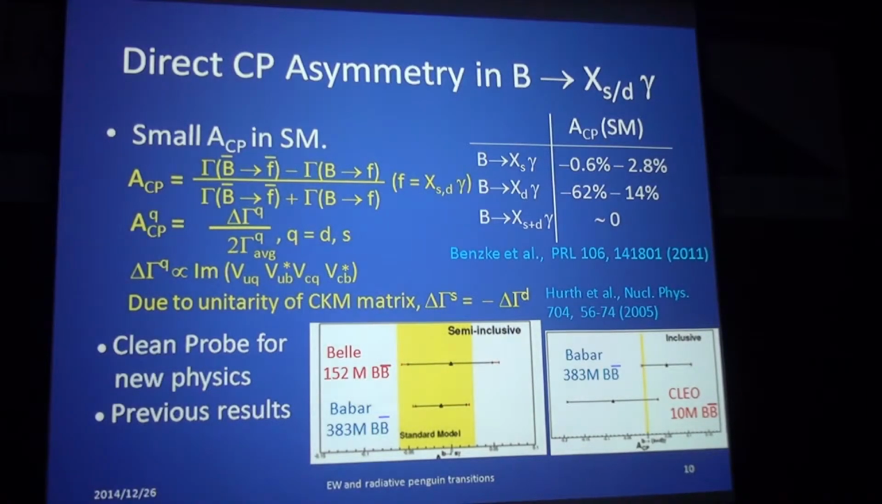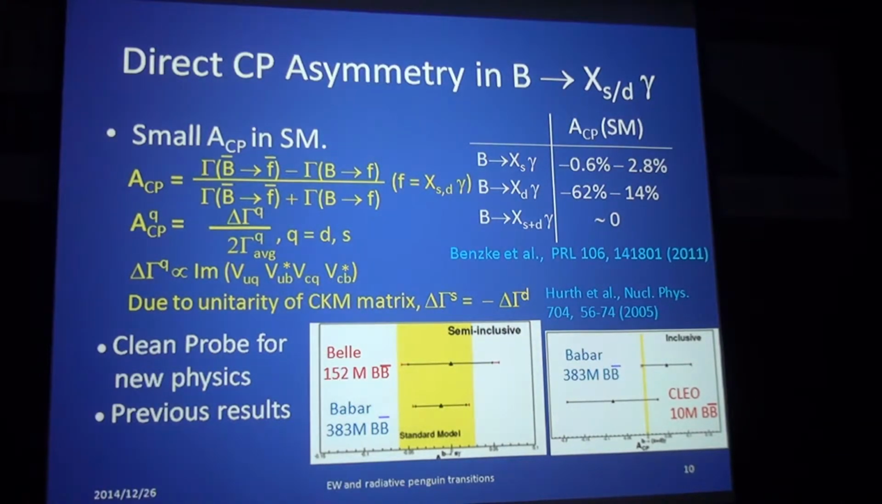Okay. Then let me talk about the direct CP asymmetry. In the standard model, the CP asymmetry for b to s gamma or b to d gamma is rather small. For b to s gamma it is around 0.86% with 2.8% theory error, and the ACP for the inclusive s plus d gamma is very close to 0.